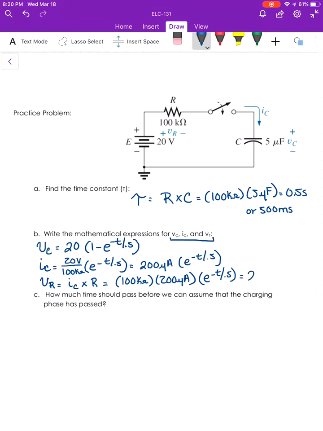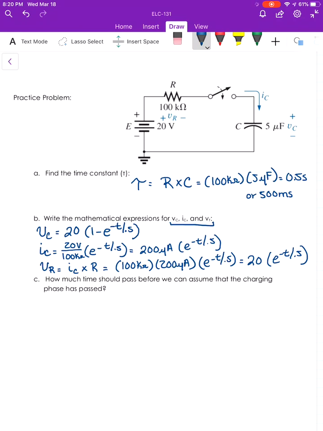So there we see that we're going to start with 20 volts dropped across the resistor, and over time we'll go to 0. So that's what we've got for our charging equations, or mathematical expressions, if you're asked for that. We would also call those charging equations in this particular case.